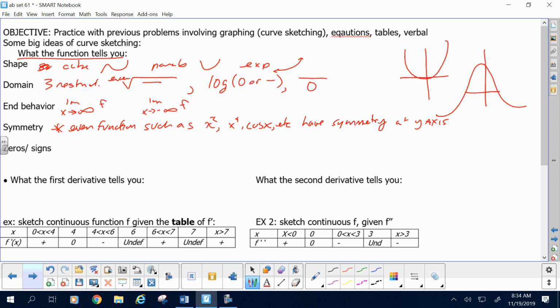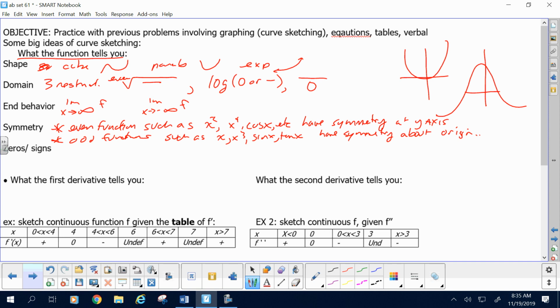Likewise, odd functions, they have symmetry as well. What are some odd functions? X cubed, sine, tangent, has symmetry about the origin. About the origin. Can't have symmetry about the x-axis unless it's a non-function. Anything that has the same behavior above and below the x-axis must be violating the vertical line test. So there is symmetry about the x-axis, but those are non-functions.